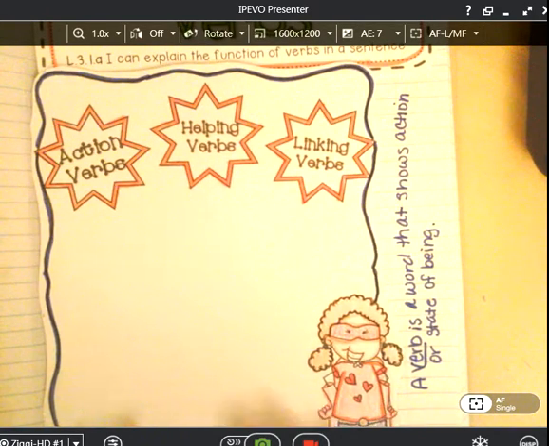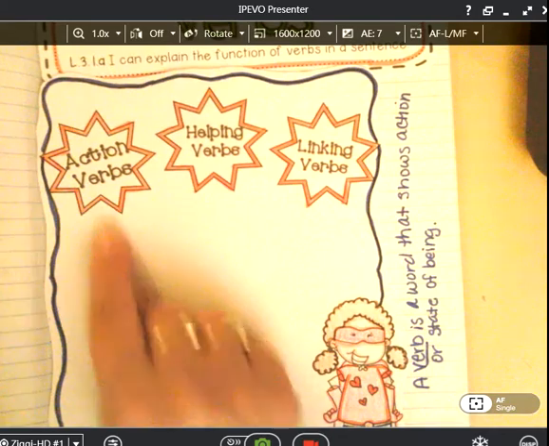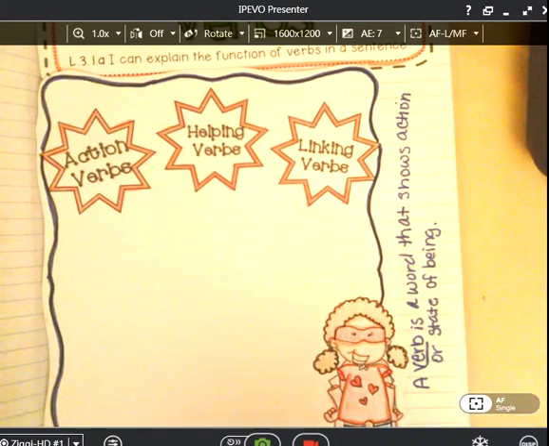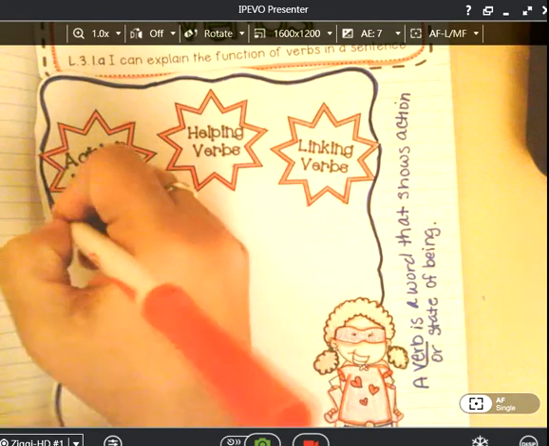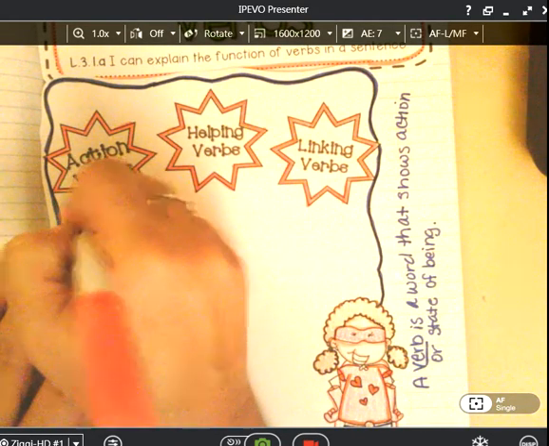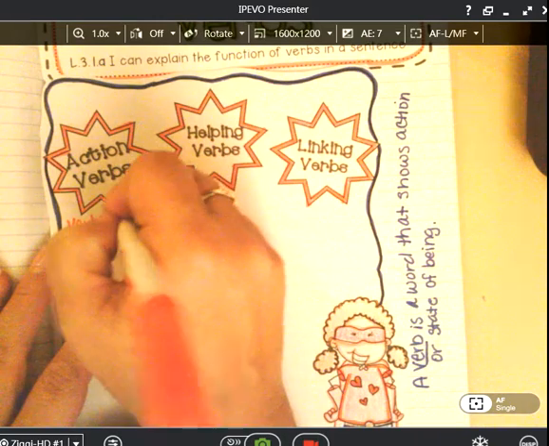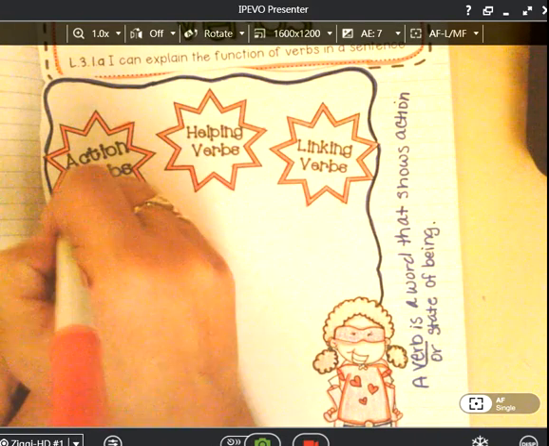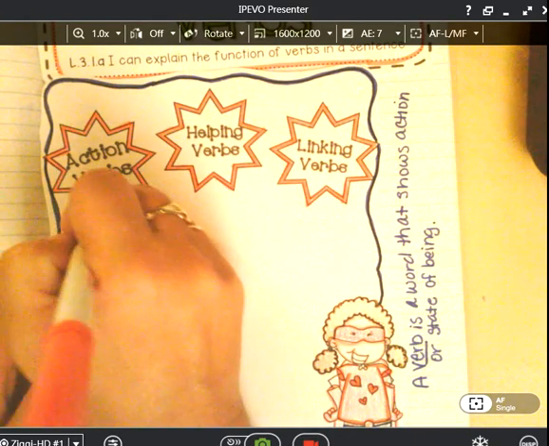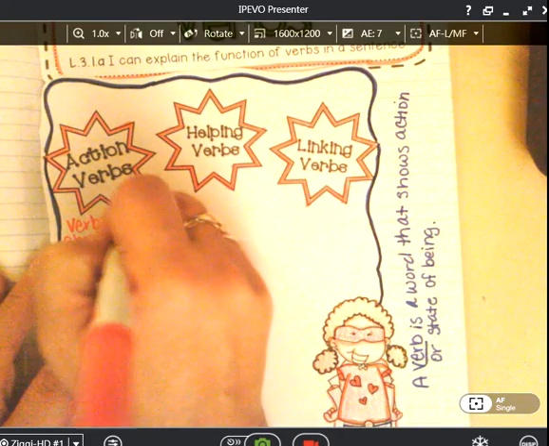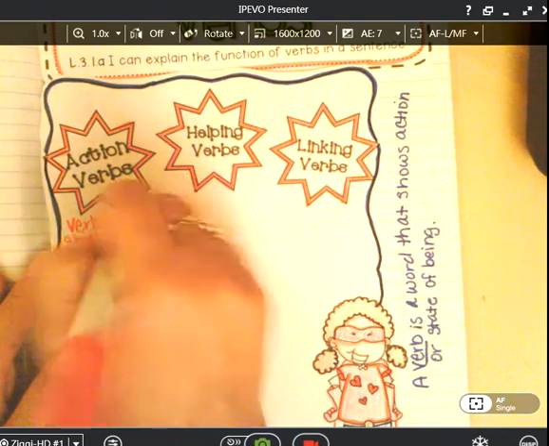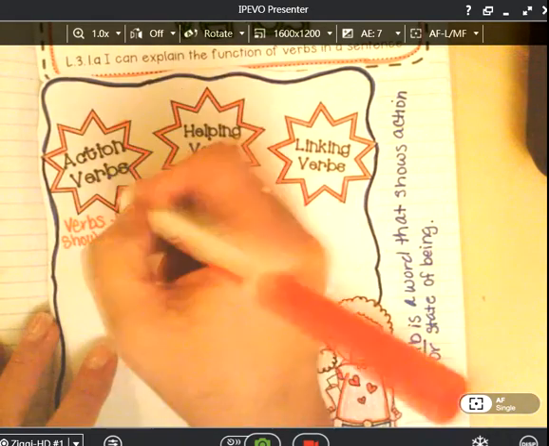So, let's start here with the action verbs, since that's what we've been working with mainly in class this last week. And action verbs are, of course, verbs that show action. So write that down, verbs that show action. Okay?